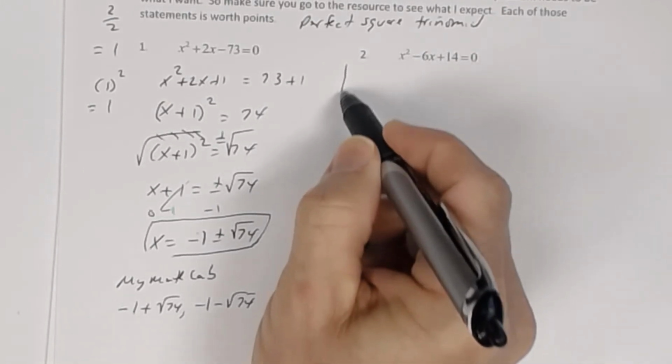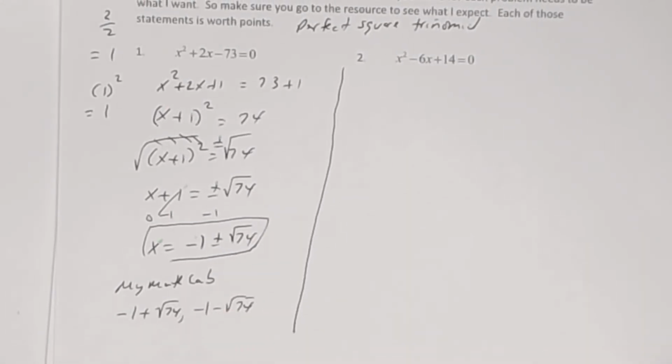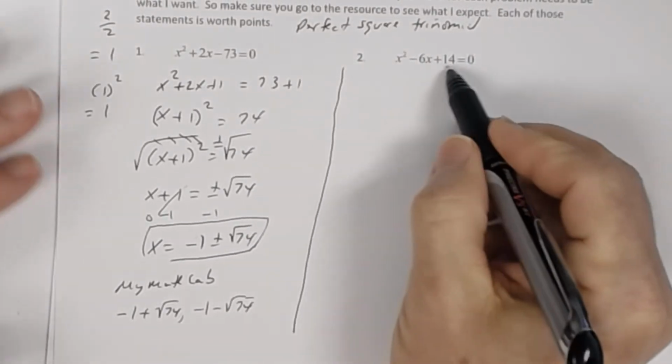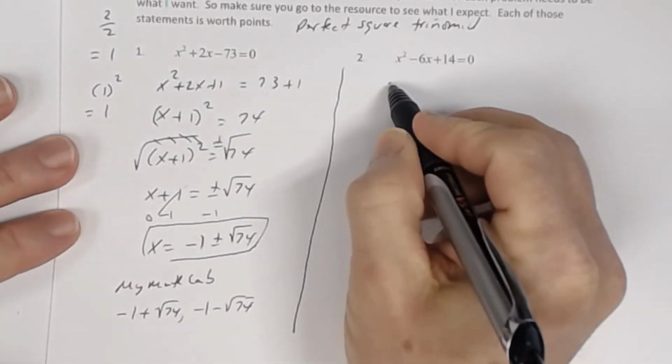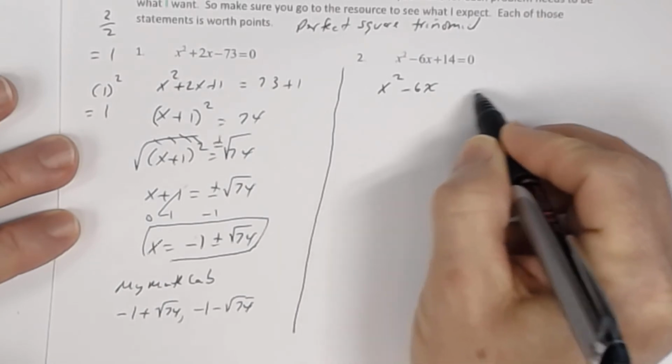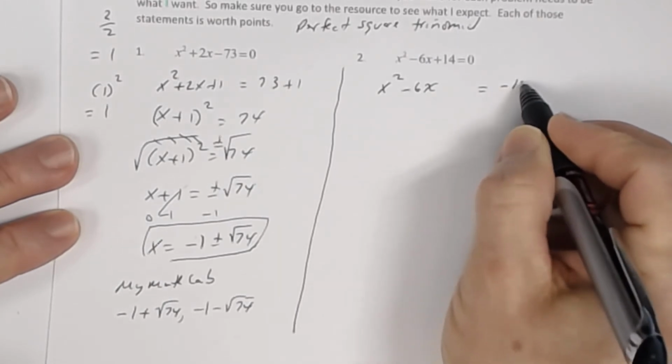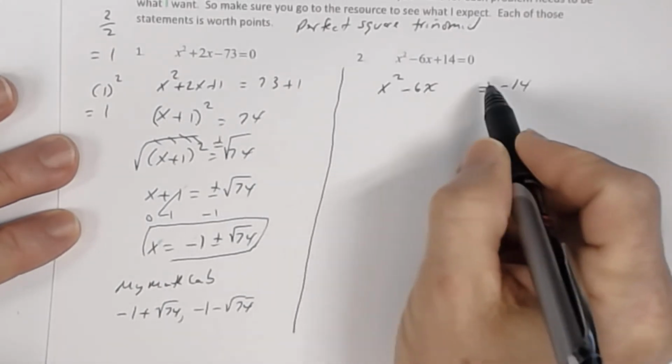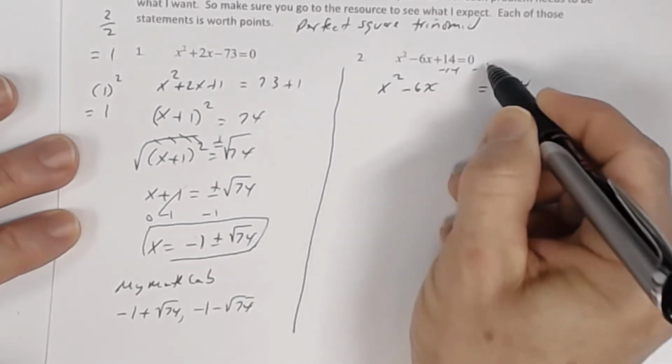Okay, now let's look at number 2. So the same thing in number 2. So we got to bring the 14 over. So step 1, I get x² − 6x, leave a space, equal negative 14, right? Negative 14. So you're going to subtract 14 from both sides.